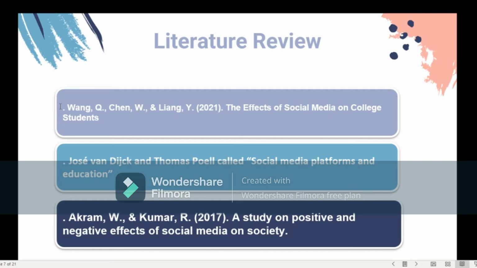Okay, so let's move to the other paper by Jose Van Dyck and Thomas Boyd. The question that inspired them to do this paper, which is social media platforms and education, is what is the impact of social media on education and learning in school? Which is a very broad question that cannot be studied in one paper. So they had to narrow it down.